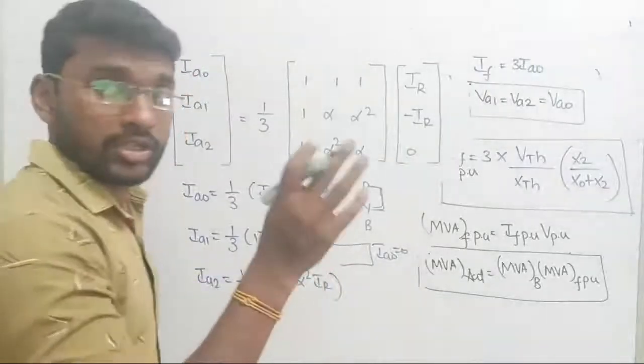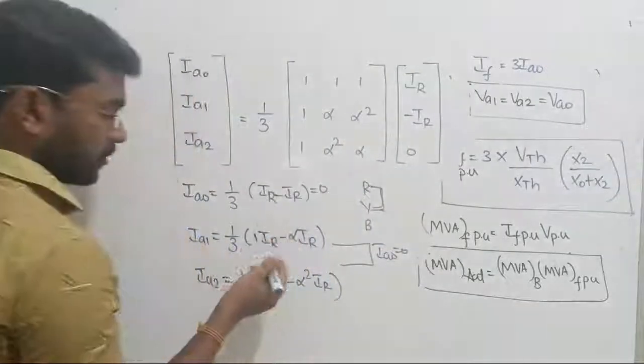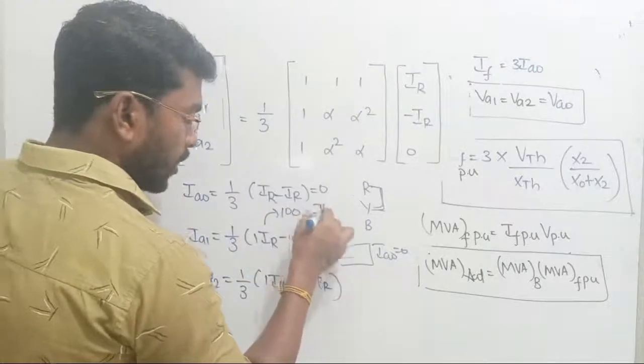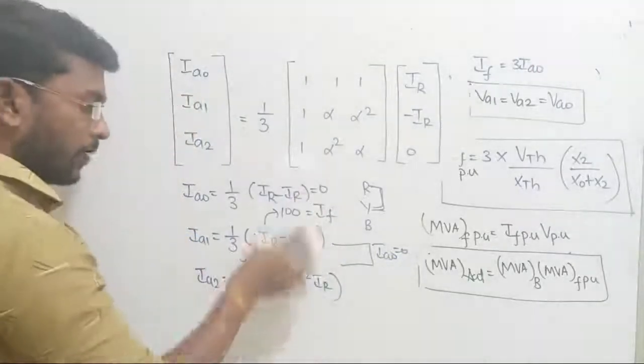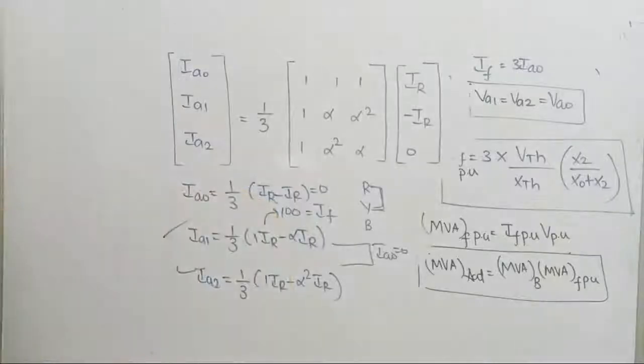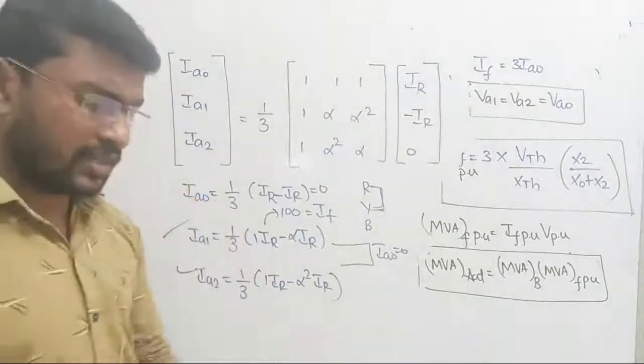The value of IR is given in our question, I think 100 ampere. We just substitute 100 ampere. The fault current is given, IR value is given as 100 ampere, so if you substitute it directly, you will get it. It's in your hand. I don't have the key answer. You can do it and cross check by yourself.